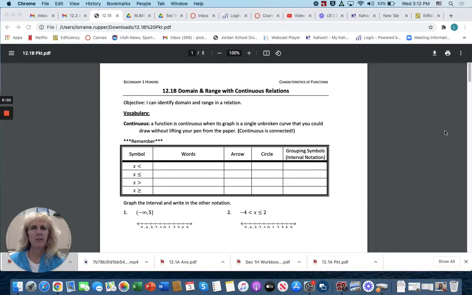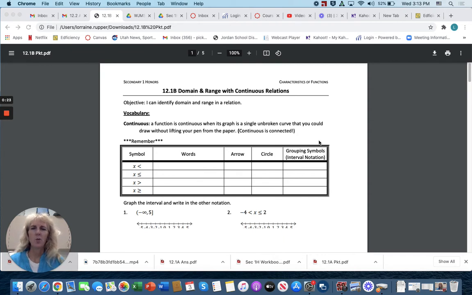Hello students, today we are going to go over 12.1b, domain and range with continuous relations. Now there's vocabulary. Continuous means a function is continuous when its graph is a single unbroken curve that you could draw without lifting your pen from the paper. Okay, so continuous is all connected.